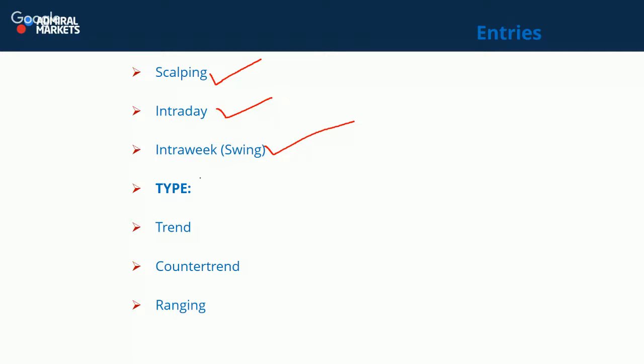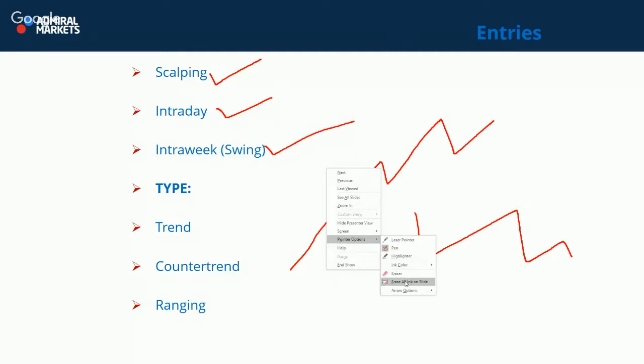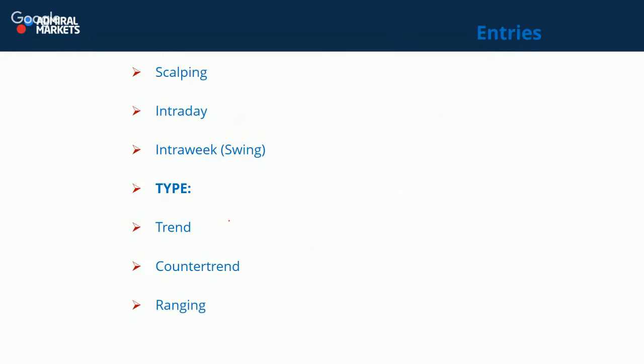Type of entry can be trend, counter trend, ranging. So if the price is making zigzag, that's trend. If you want to sell on rally, okay, it's a trend. If you want to buy on dip, it's a trend.